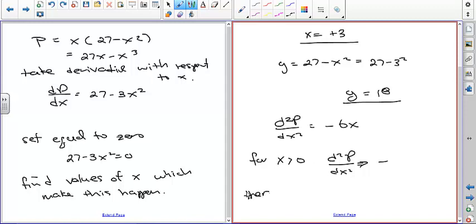Therefore, it's concave down, which means it's a sad face, and which means it's a maximum, which is what it said it was going to be.